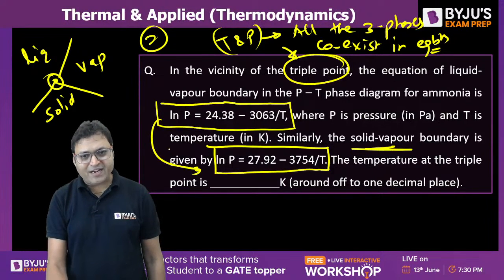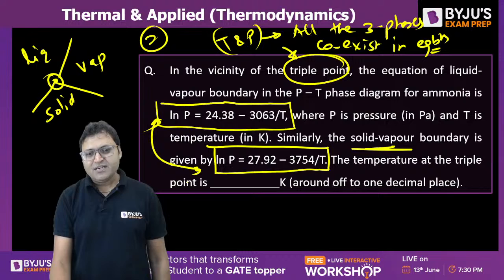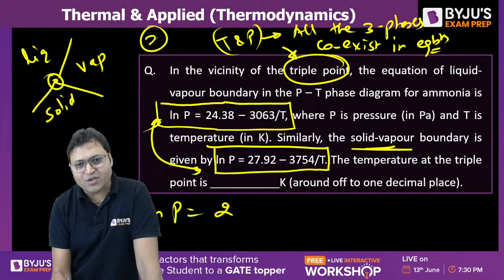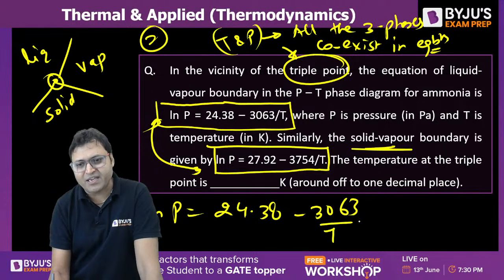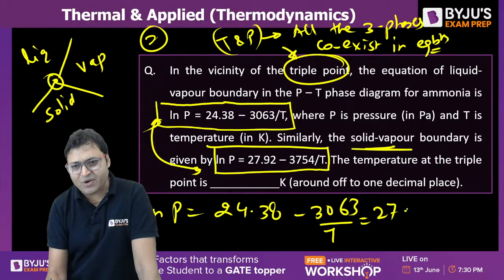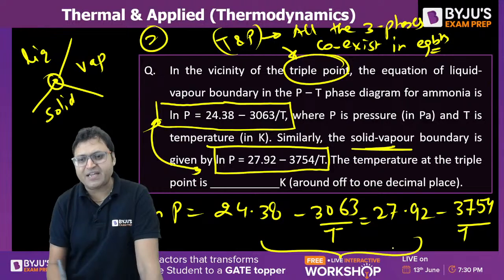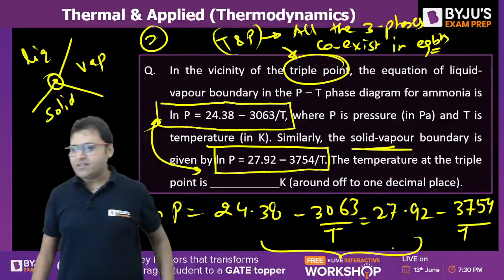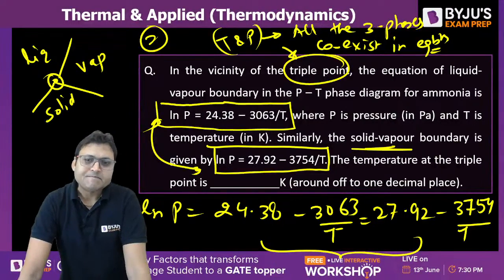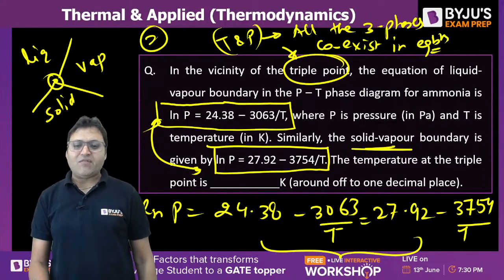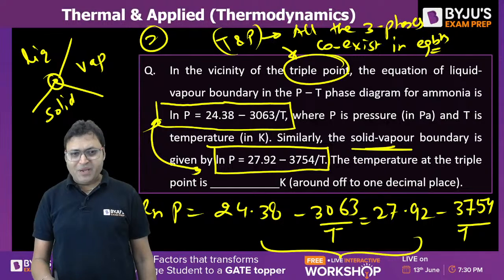So if we equate these two equations at the triple point, can we say ln of P, which is equal to 24.38 minus 3063 upon T, should be equal to 27.92 minus 3754 by T. Can you find out the value of T here by equating these two? Equate both the equations, you will get the value of T.